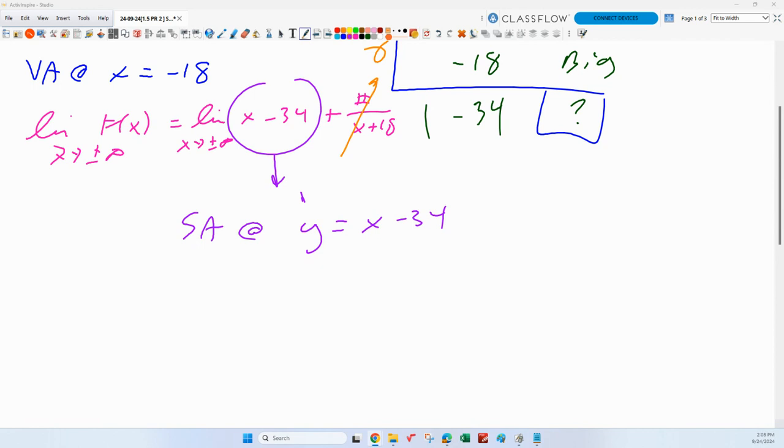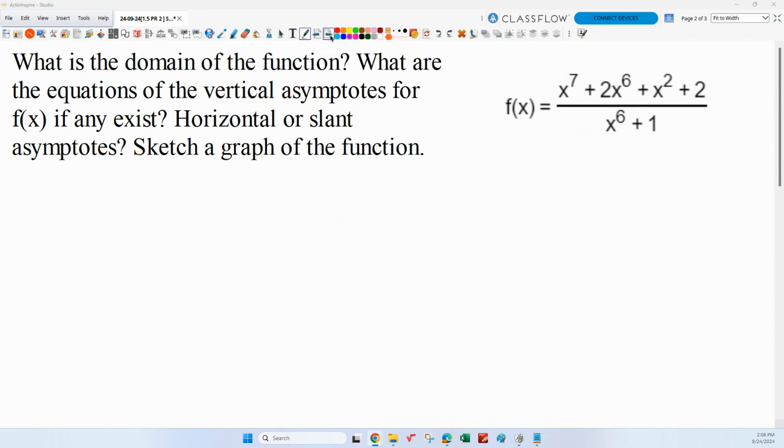Okay, so what about one like that? What's the domain? What is it? It's all reals, yeah. How come? Denominator has no zeros, no real zeros. Okay, so it's all reals. Do we get vertical asymptotes?